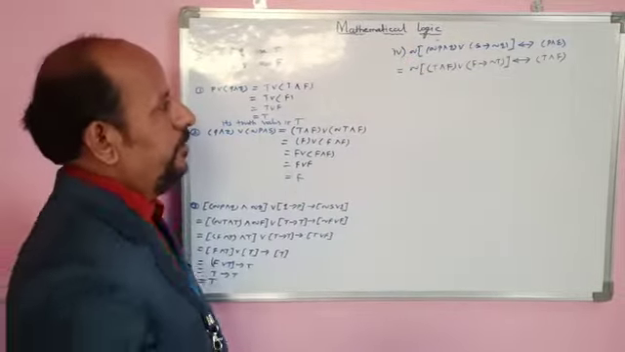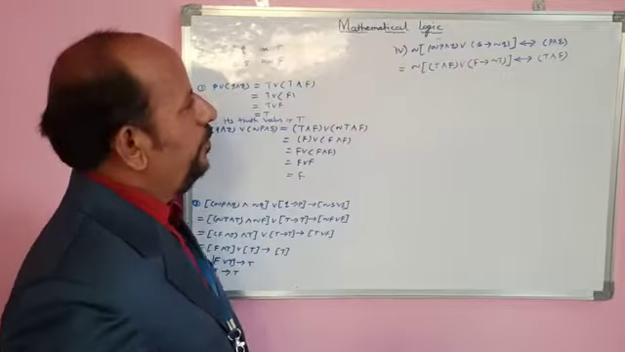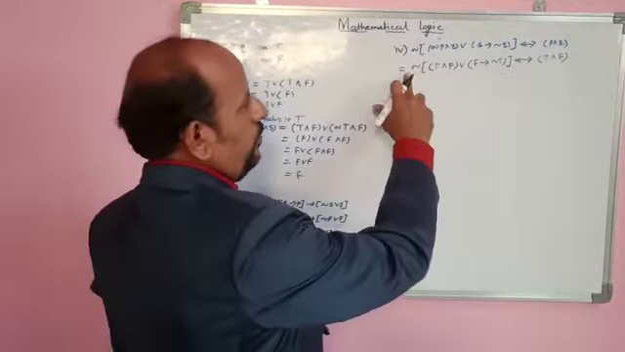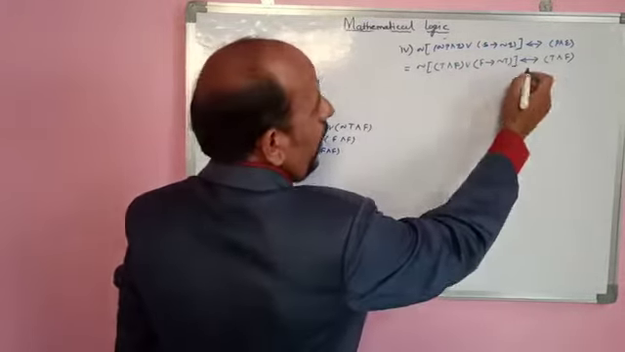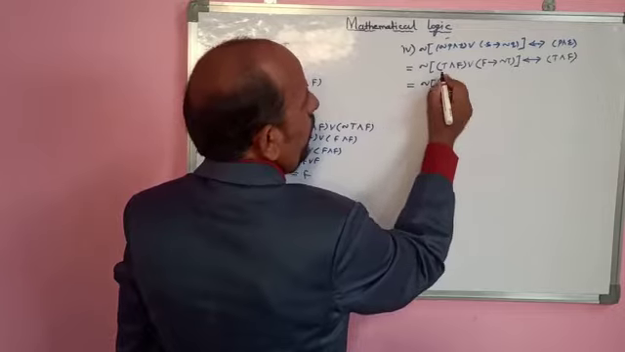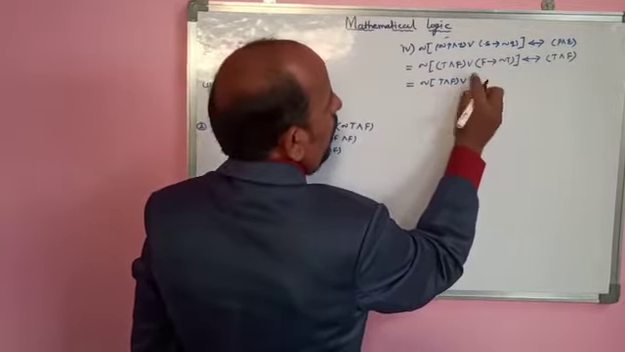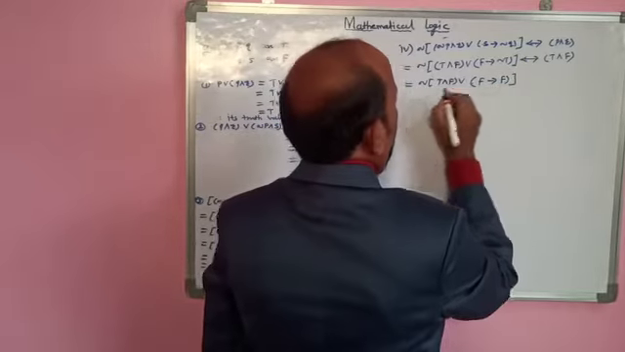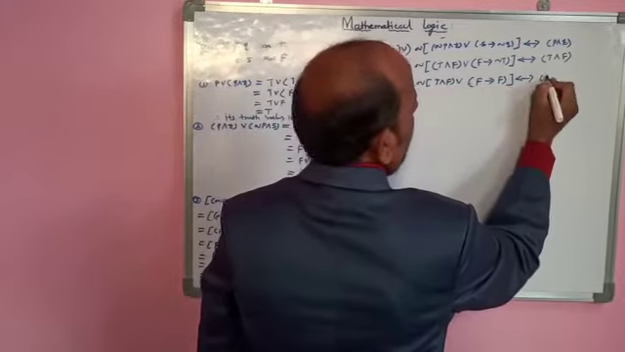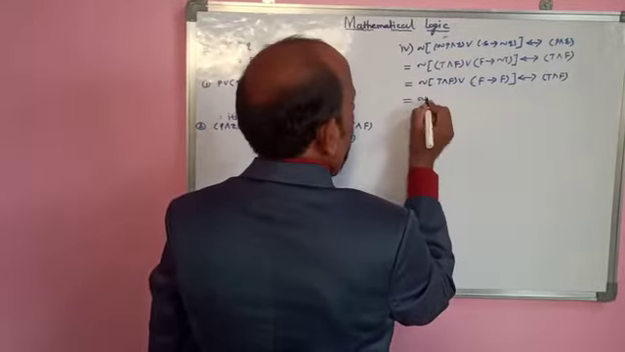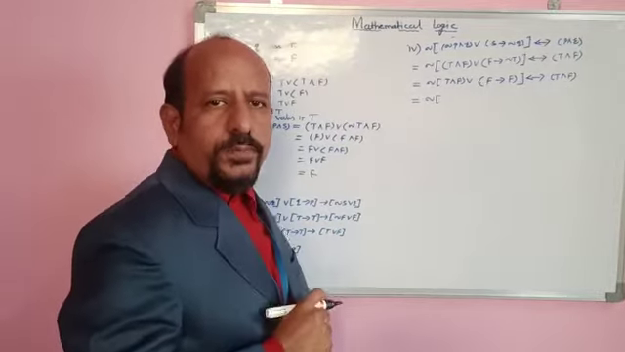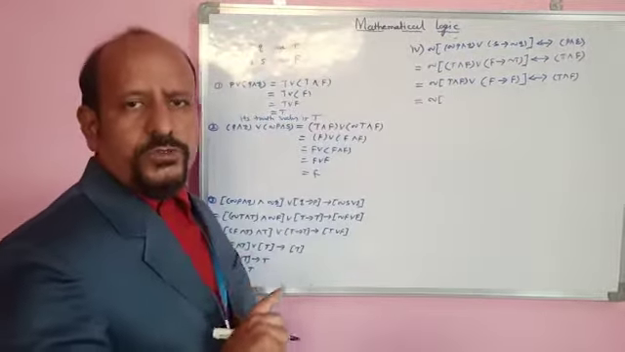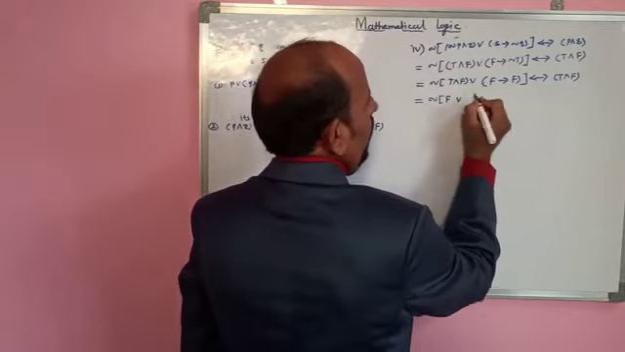Now example number 4: negation P and R, or S implies negation Q biconditional P and R. We translate by the given T and F, and the equation becomes negation T and F, or F implies negation T biconditional T and F. Negation T means F. In conjunction, if both the statements are true, then the final statement is true, otherwise false. Therefore it becomes F or F implies F.